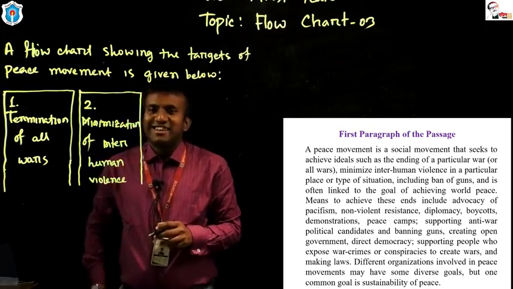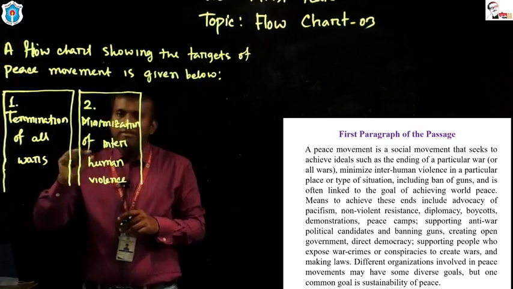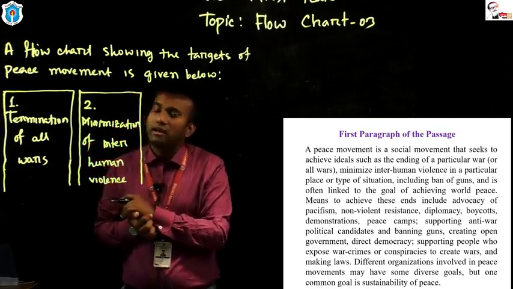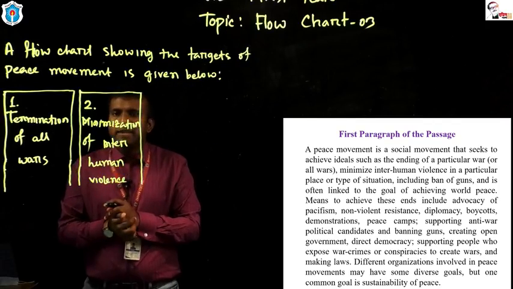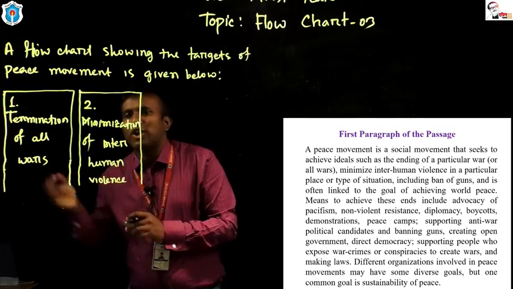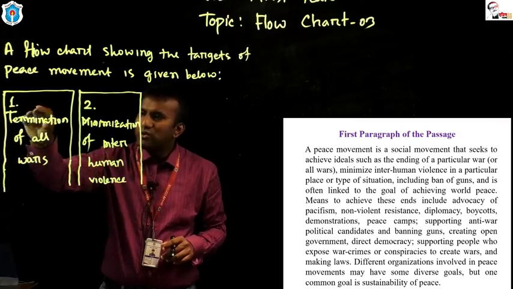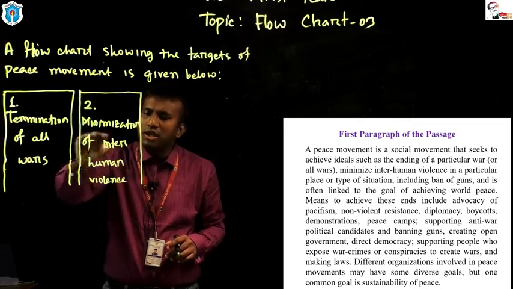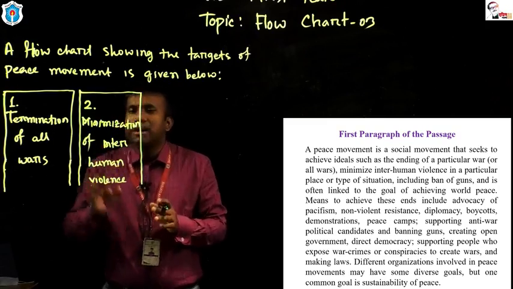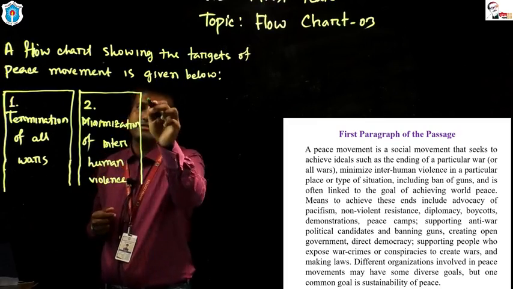My dear students of inter first year as well as second year, I know that there are some students of second year also, because flowchart is needed both for first year and second year, and you are requested to cooperate with me by writing the answer in the comment box, and I will have a look. The first answer is termination of all wars. This was given in the question. I have written minimization of interhuman violence. I have not used minimize or to minimize or minimizing. I have started with a noun phrase. Minimization of interhuman violence. Our third box.